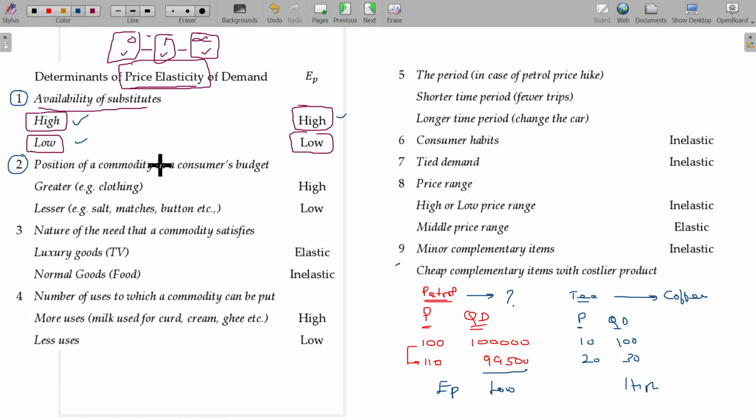And the second one is the position of a commodity in the consumer's budget. Whether it takes a greater or lesser share. Now, you consume rice. Without rice, you cannot live, right? So you have to depend on rice. Almost in your food spending, closer to 50% you spend on rice, right?